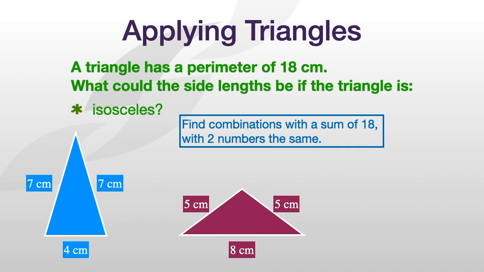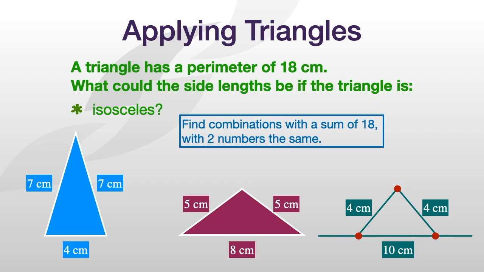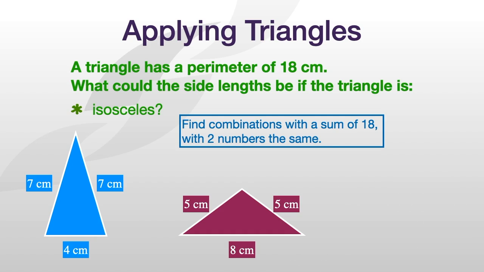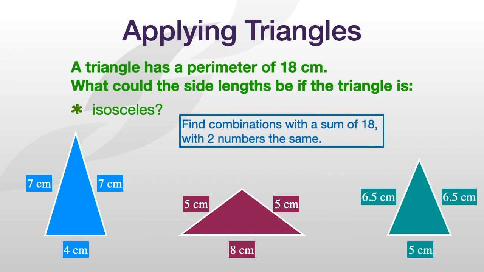But what if we started with two 4-centimeter sides? The third side would need to be 10 centimeters so that the perimeter is 18 centimeters. But the two small sides are not large enough to make a triangle with the large side, so this triangle cannot exist. There are many other possibilities, especially if we consider decimal lengths.